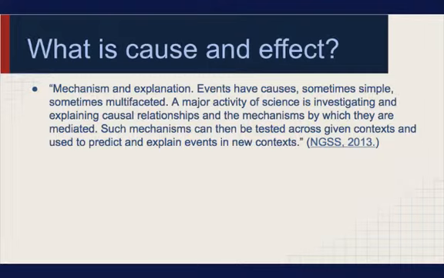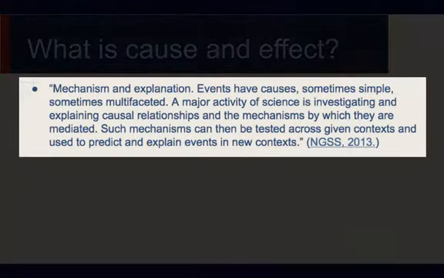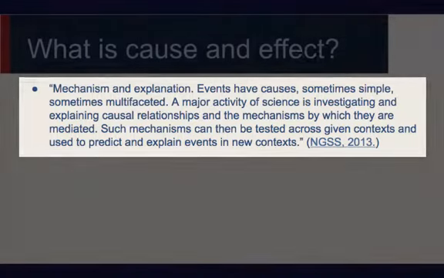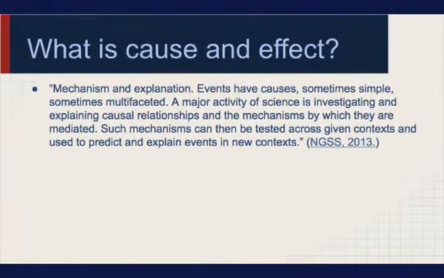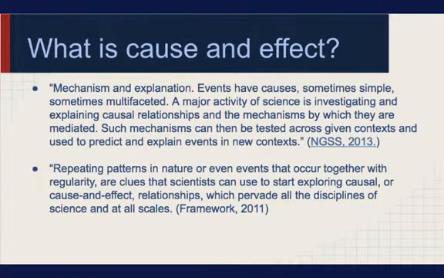Mechanism and explanation is defined as events have causes, sometimes simple and sometimes multifaceted, and a major activity of science is investigating and explaining causal relationships and the mechanisms by which they are mediated. Such mechanisms can then be tested across given contexts and used to predict and explain events in new contexts. Not only are scientists concerned with phenomena or effect, but they also work to understand the mechanism and relationship with the mechanism. Patterns provide evidence for phenomena and mechanism, or cause and effect.